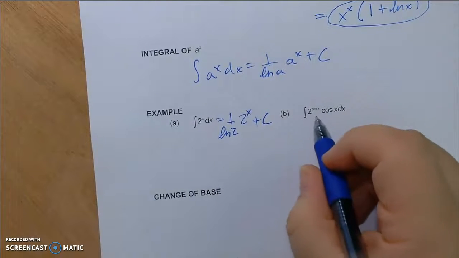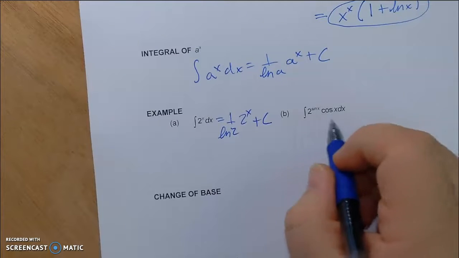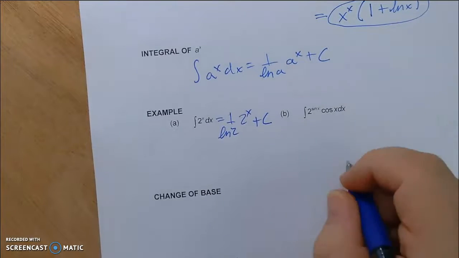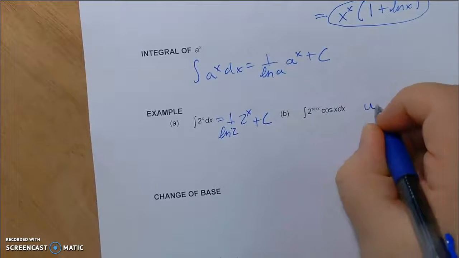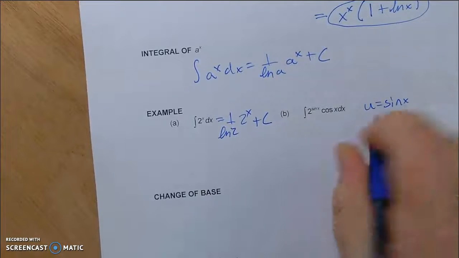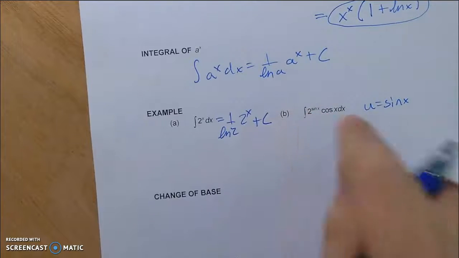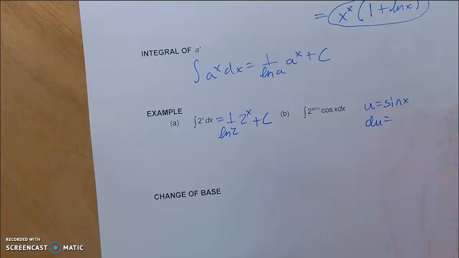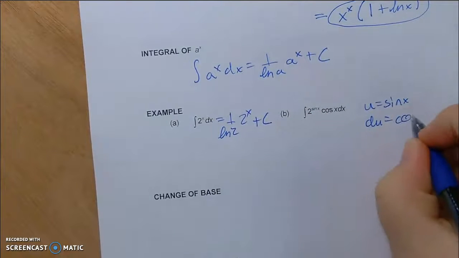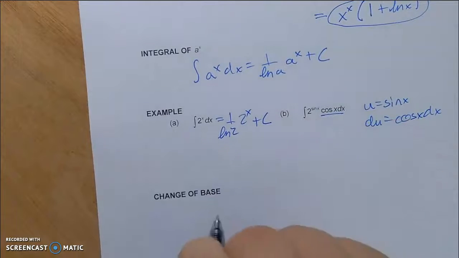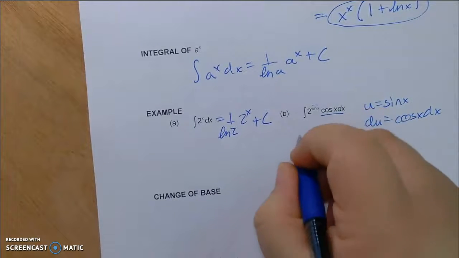Here, it's not as straightforward because it doesn't quite match our pattern. It's got this extra little thing over here, so we try to do a u substitution. U equaling sine x. That's going to have to be a u at some point because that doesn't fit any pattern unless we make that a u. Du would be cosine x dx.